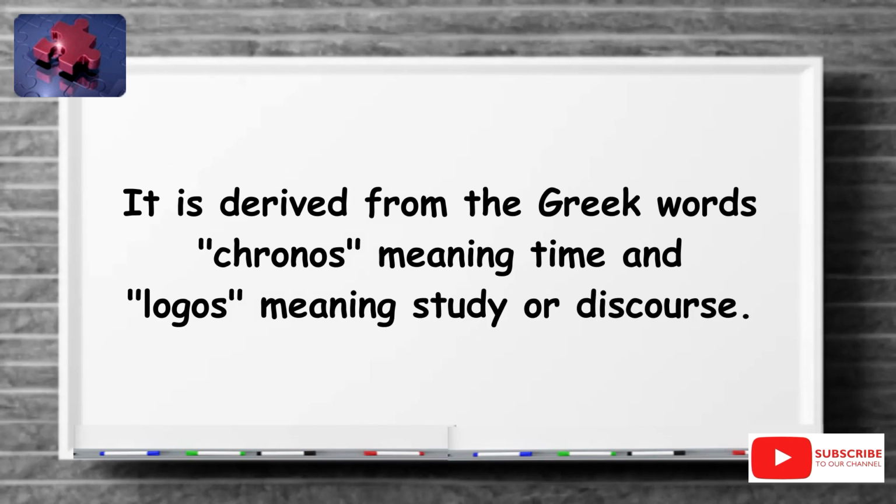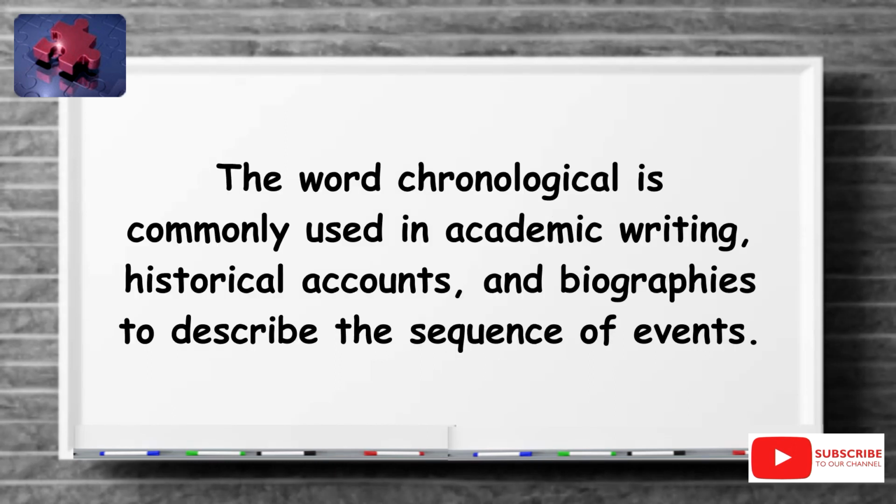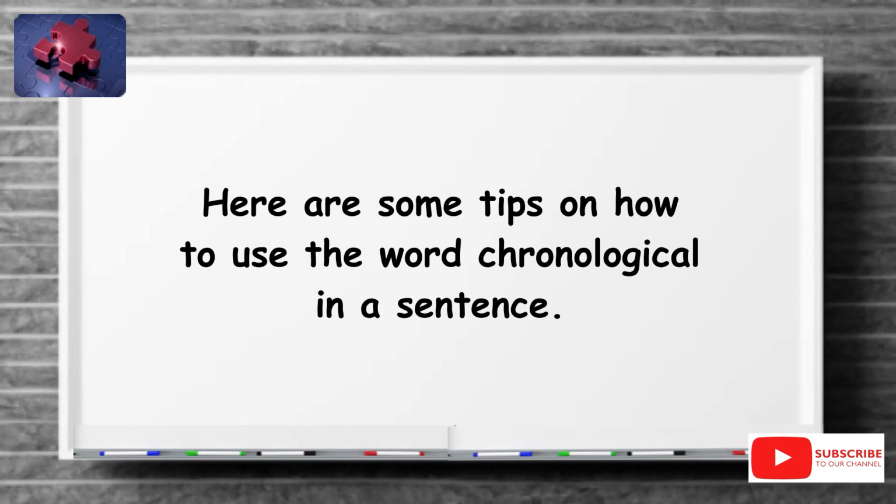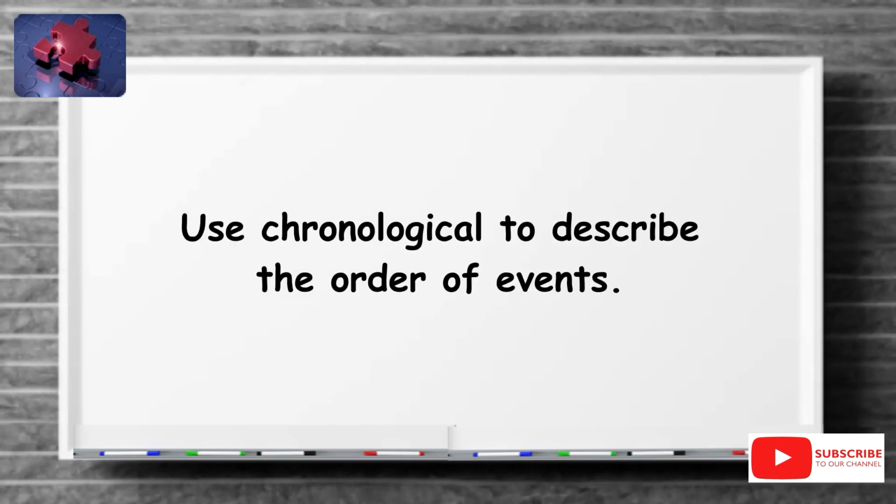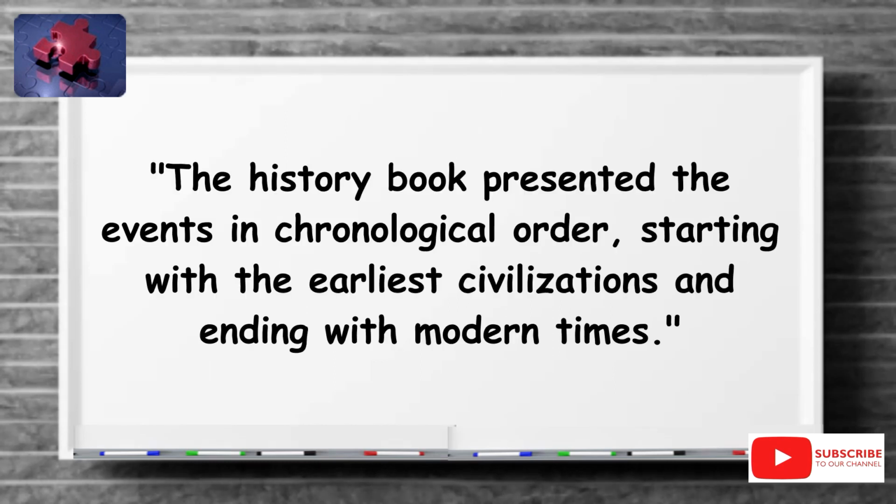It is derived from the Greek words chronos meaning time and logos meaning study or discourse. The word chronological is commonly used in academic writing, historical accounts, and biographies to describe the sequence of events. Here are some tips on how to use the word chronological in a sentence. Use chronological to describe the order of events. The history book presented the events in chronological order, starting with the earliest civilizations and ending with modern times.